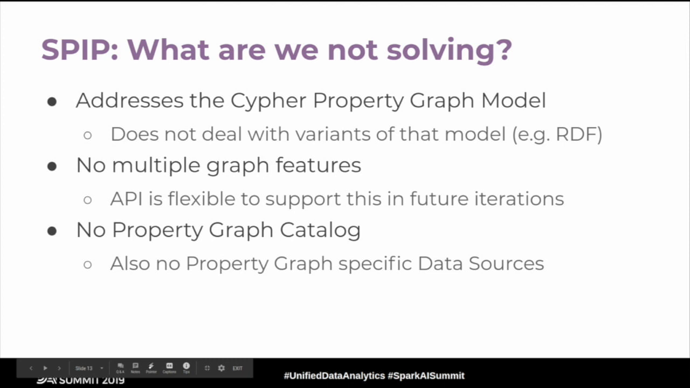Okay, back to me. So what are we not solving with the improvement proposal? We are addressing only the property graph model currently, so no support for RDF or anything else. And as you know from Spark SQL, there is the concept of a catalog where you can manage different data sources that you can wrangle together to manage multiple tables. We are not providing a catalog right now, but our API is capable of extending this for the future. In future iterations, we will be able to provide a catalog for managing different data sources.